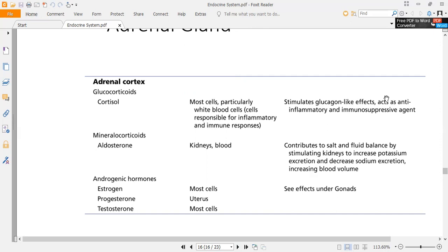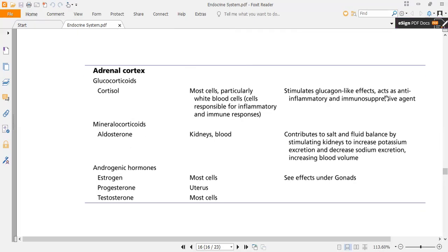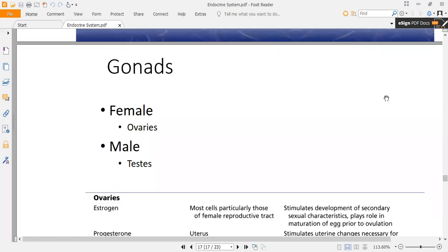Then there are also what we call androgenic hormones, such as estrogen, progesterone, and testosterone. No wonder you can find women with beards because of these same androgenic hormones, such as testosterone. Again, you can find certain feminine features in men because of estrogen and progesterone. Their targets are most cells and the uterus. You see the effects under the gonads. These are some of the effects that you can witness.